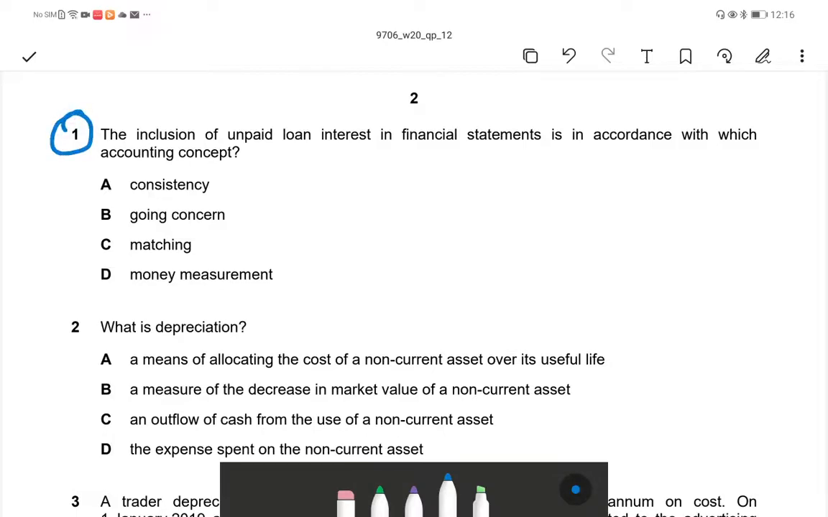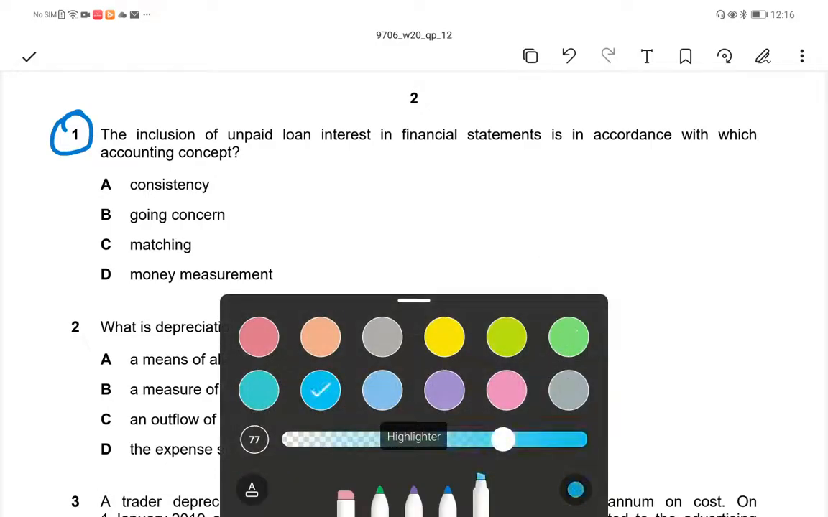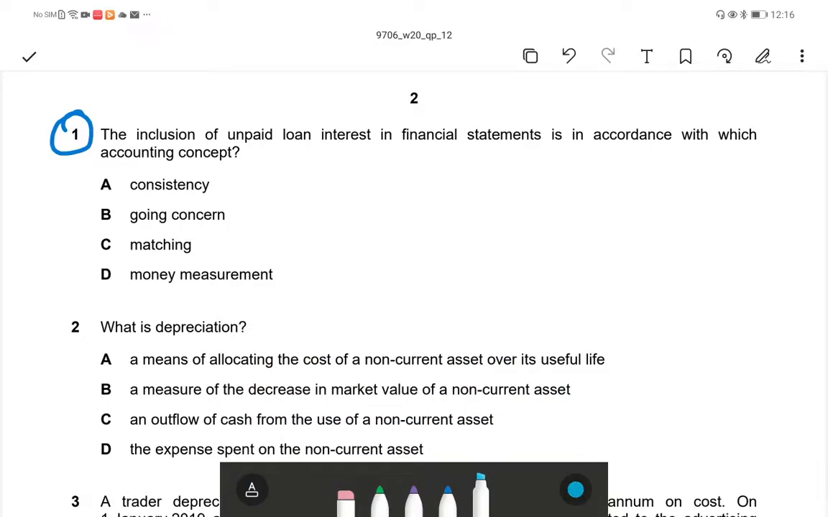The inclusion of unpaid loan interest in the financial statement is in accordance with which accounting concept? Consistency means accounting records should be consistent in nature, so that is wrong. Going concern means continuity in nature, wrong. Yes, the third option, matching, is the correct answer.